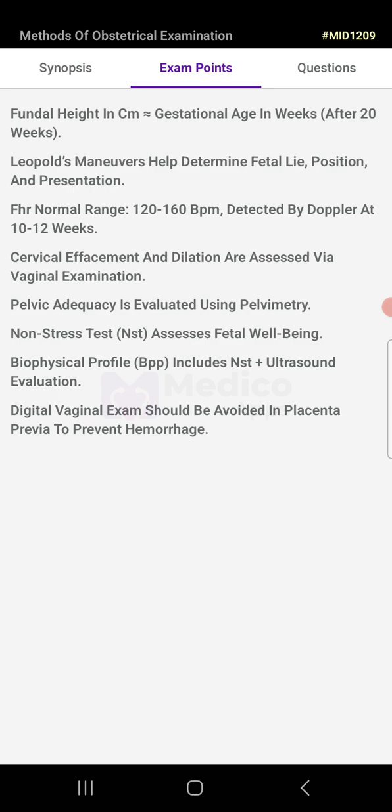Cervical effacement and the dilation are assessed via the vaginal examination. Pelvic adequacy is evaluated during the pelvimetry. Non-stress test assesses the fetal well-being. Biophysical profile includes the NST plus ultrasound evaluation. Digital vaginal examination should be avoided in the placenta previa to prevent the hemorrhage.